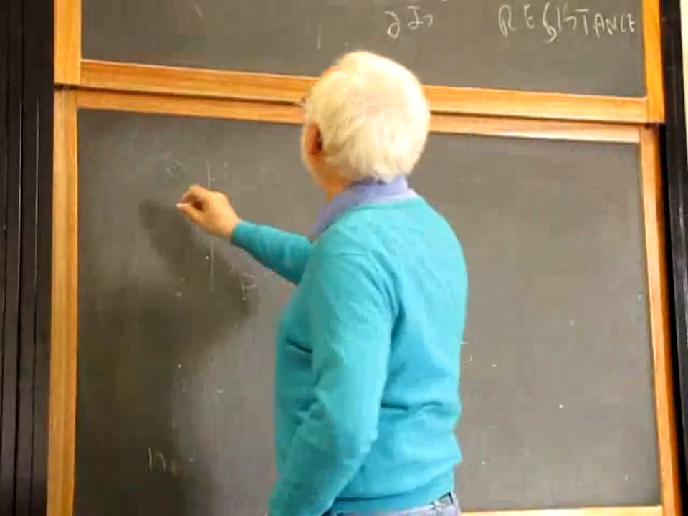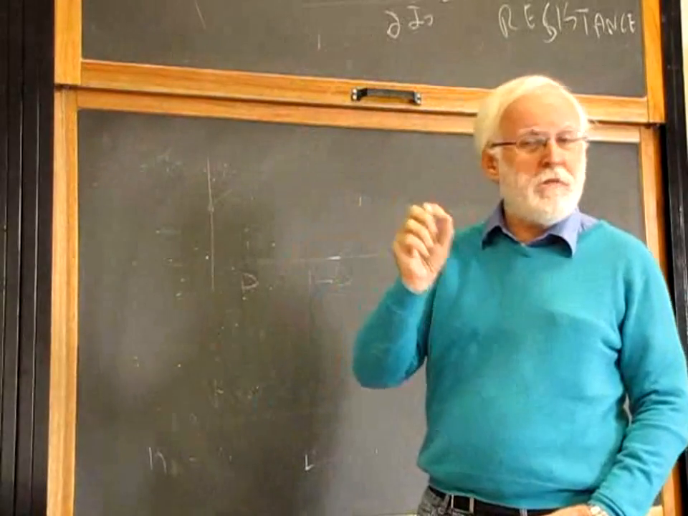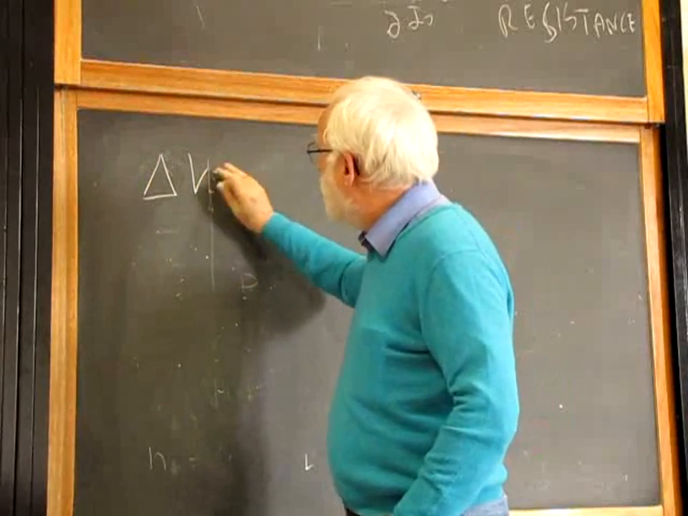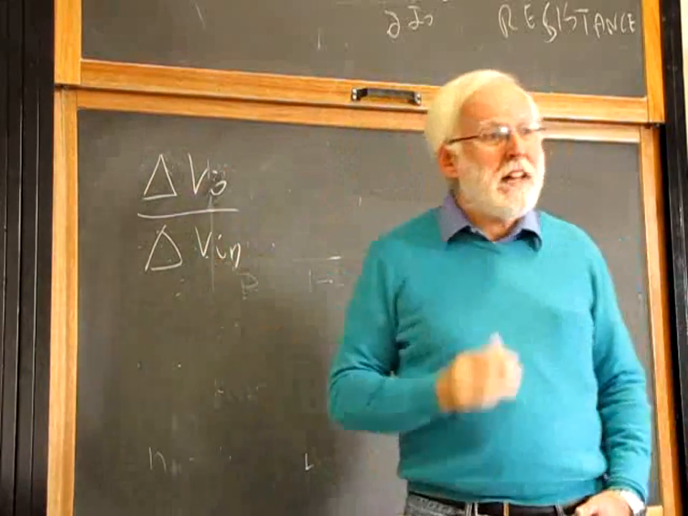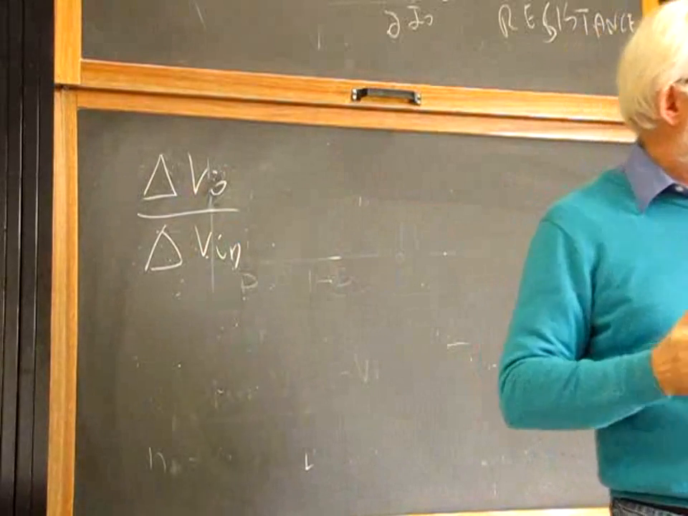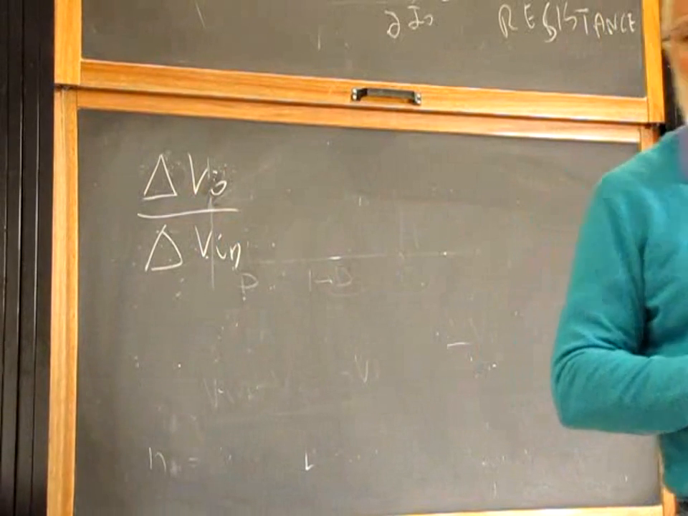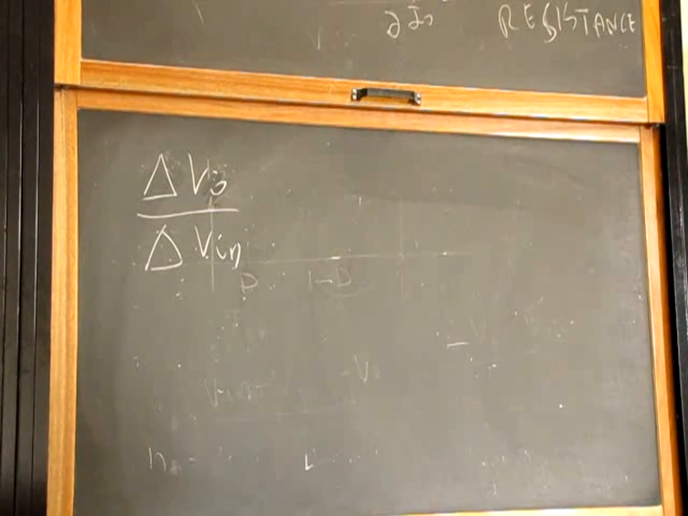And they have something like this. Instead of a small variation of the output voltage with respect to a small variation of the input voltage, they take a large variation of the input voltage, delta V naught over delta V in, where delta V in goes from the minimum to the maximum of the design requirement of your circuit. You have to design a circuit that must work, let's say, with an input voltage from 10 to 20 volts. Instead of changing the input voltage a little bit, you change it from 10 to 20, and you see how much the output voltage changes.